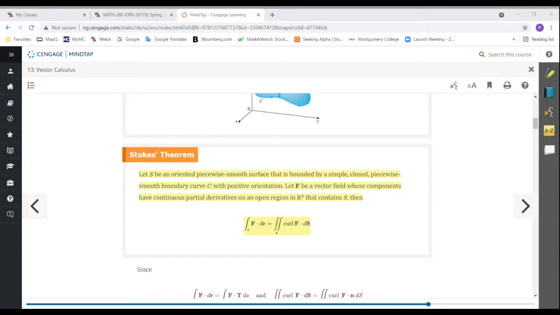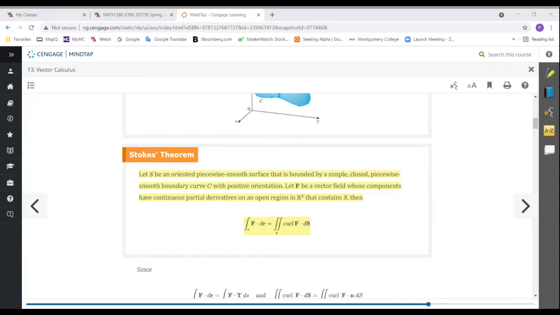Then the work that the force field does in helping the particle move once around that closed curve is equal to the double integral of the curl of F dot dS, the dS vector.